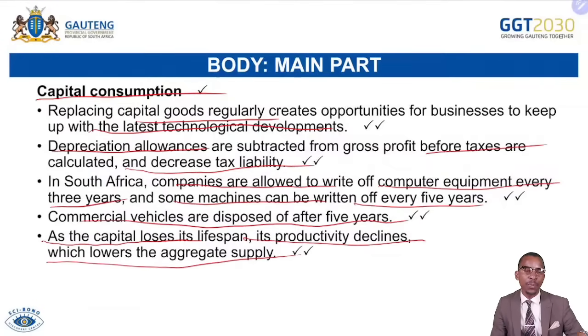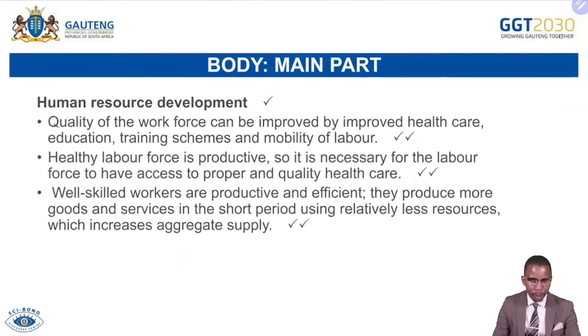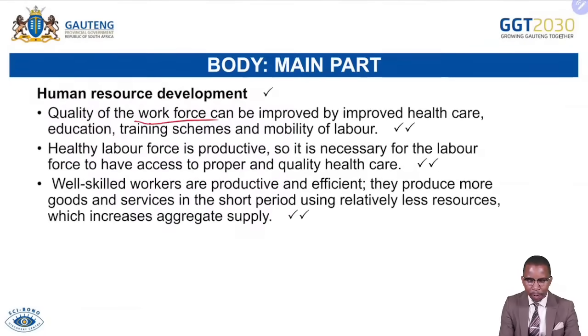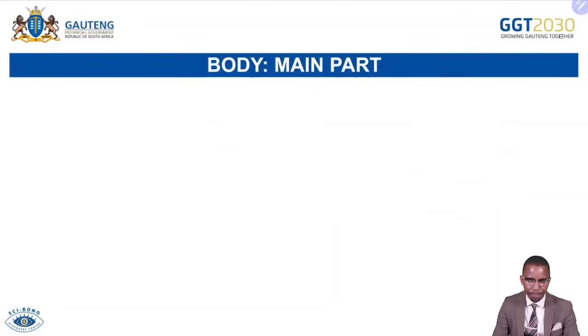So that means the machines that we use are part of the wear and tear. As we use them, they lose value. So it is important for firms to invest further in new technology so that they can keep up with productivity. Human resource development. The quality of workforce can be improved by improved healthcare, education and training schemes, and mobility of labor. A healthy labor force is productive, so it is necessary for the labor force to have access to proper and quality healthcare services. Well-skilled workers are productive and efficient. They produce more goods and services in a shorter period of time using relatively less resources, which increases aggregate supply.